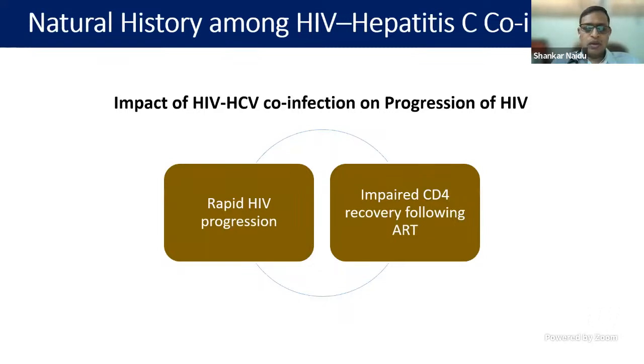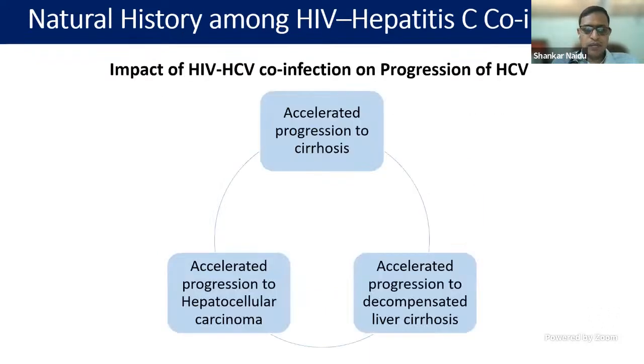So again, HIV and hepatitis C can have a two-way relationship. HIV can result in rapid progression of hepatitis C infection, and hepatitis C can also result in rapid progression of HIV, as well as impaired CD4 responses after starting ART. And these co-infected patients will have accelerated progression to cirrhosis, accelerated progression to decompensated liver disease, and also development of hepatocellular carcinoma. So this is almost similar to the co-infection relation between hepatitis B and HIV.